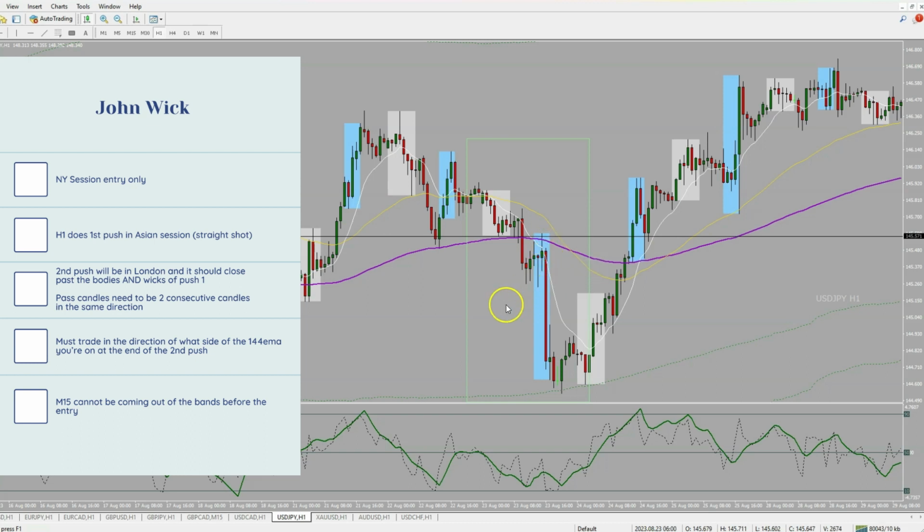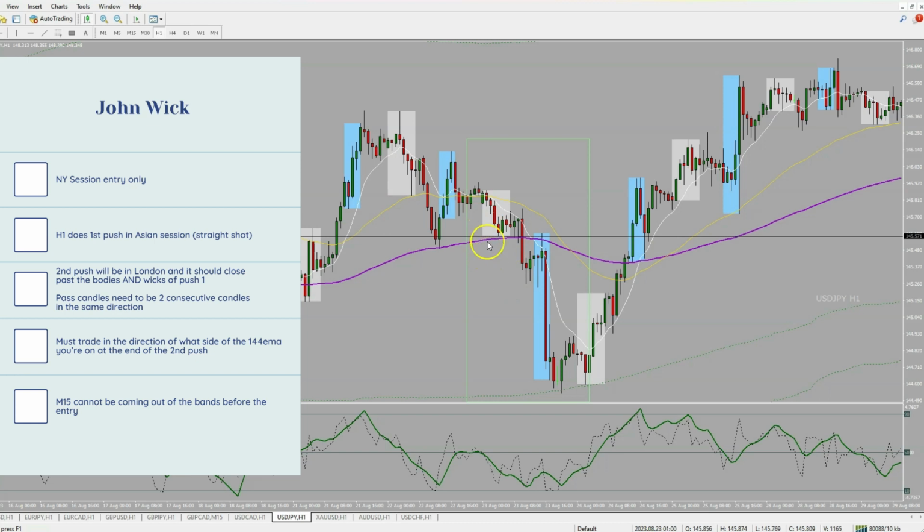The only thing we got to do is check one more thing, and that is to make sure that we are going to be trading in the direction of what side of the 144 EMA we're on at the end of the second push. So when this second push ended, it was under the 144 EMA. That's important, and that's what we need because we're planning to sell this.